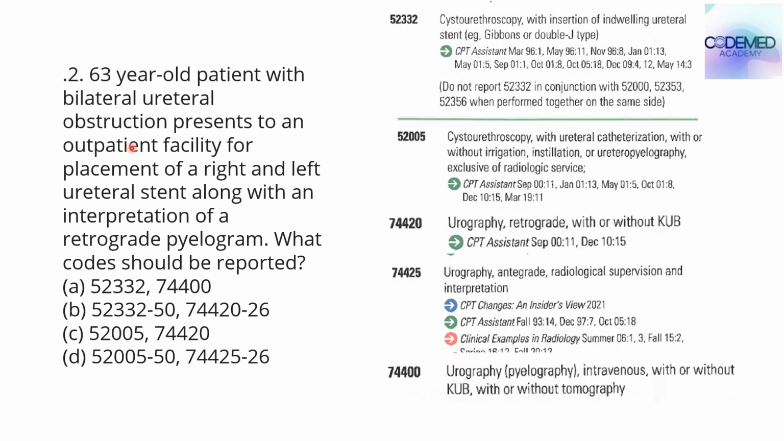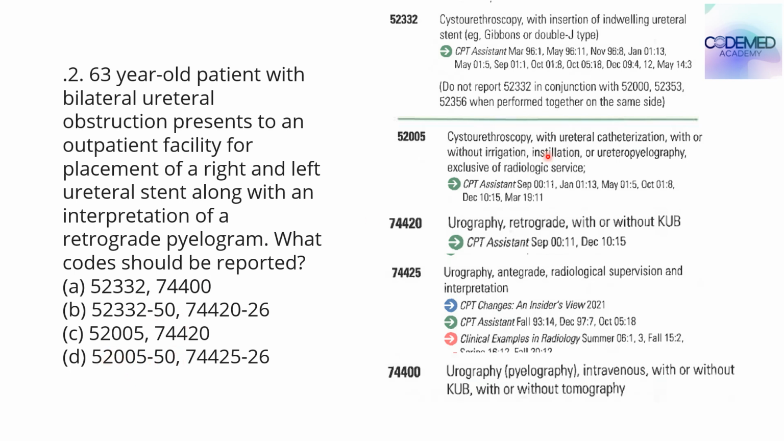Now let us take one more example. A 63-year-old patient with a bilateral ureteral obstruction presents to an outpatient facility for the placement of the right and the left ureteral stent along with an interpretation of the retrograde pyelogram. What code should be reported? So there are two codes which we need to check. First we are going to check whether 52332 is correct or 52005 is correct.